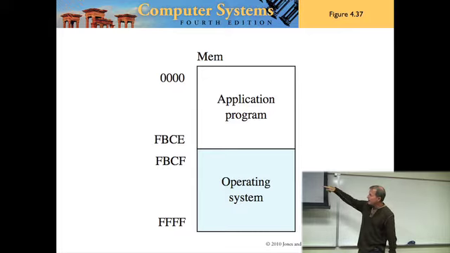So here FBCE is the last byte available for the application program, and FBCF is the first byte of the operating system, and the operating system goes all the way from FBCF to FFFF. Okay? So this is called a memory map, a description of which parts of memory are reserved to do what functions.